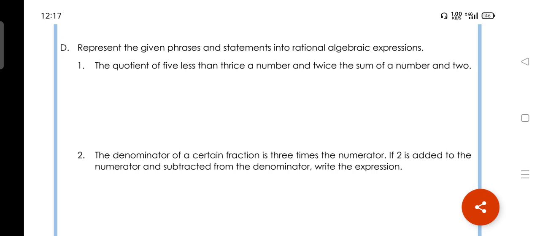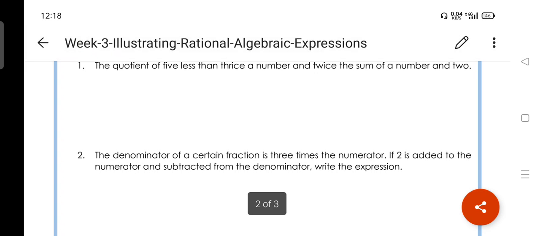One of the methods that will help you represent the verbal phrase as a mathematical statement is to work backwards. Sometimes, or more often, we have to start from the last part of the sentence and then go back. For example, in number 1: the quotient of 5 less than thrice a number and twice the sum of a number and 2.